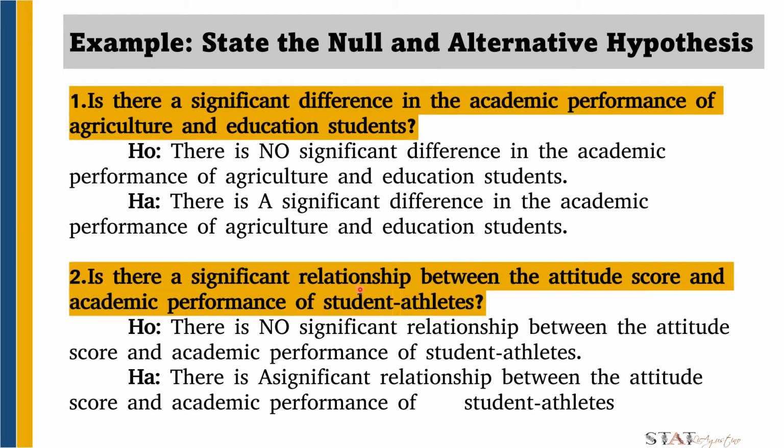Another example, in a question: is there a significant relationship between the attitude score and academic performance of student athletes? If you want to state your null hypothesis, it can be this way: there is no significant relationship between the attitude score and academic performance of student athletes. And for your alternative hypothesis, HA or H1: there is a significant relationship between the attitude score and academic performance of student athletes.